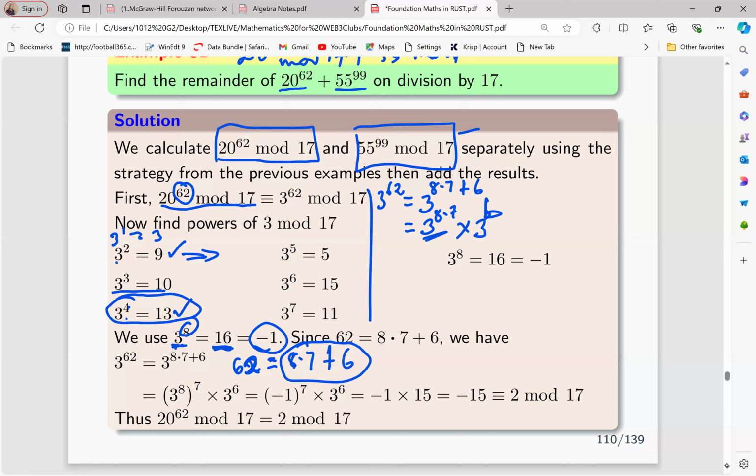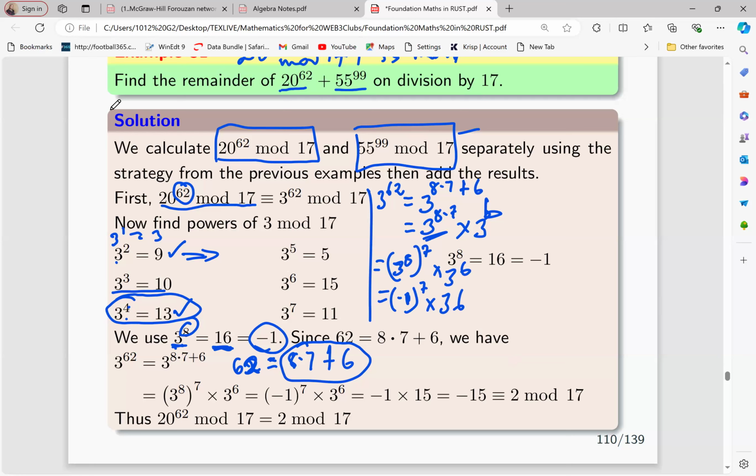So it's the same as negative. Let me write it as 3 raised to 8, then raise it to 7. And this other part as 3 raised to 6. So 3 raised to 8 is what we know as -1. So that would be -1 raised to 7, then times 3 raised to 6. And the 3 raised to 6, we know it.